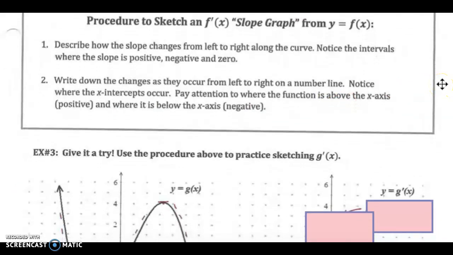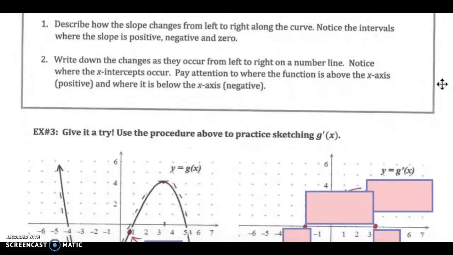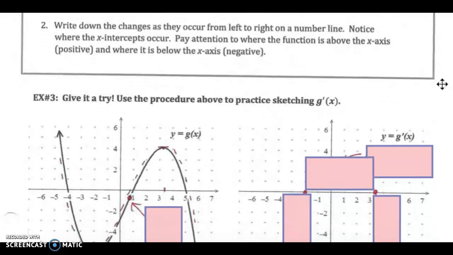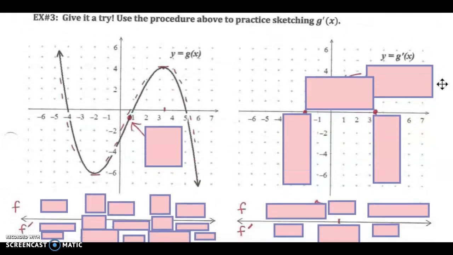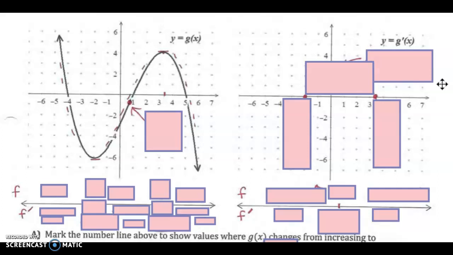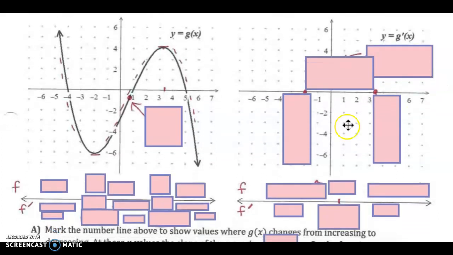Okay, so it says the procedure to sketch an f prime slope graph from f of x. Step 1 is to describe how the slope changes from left to right along the curve, and notice the intervals where the slope is positive, negative, and 0. And then we write down the changes as they occur from left to right on a number line. Notice where the x-intercepts occur, and pay attention to where the function is above the x-axis and where it's below the x-axis. So we are only looking at this first graph because this is g of x, and we're going to use this to make g prime of x in a second.